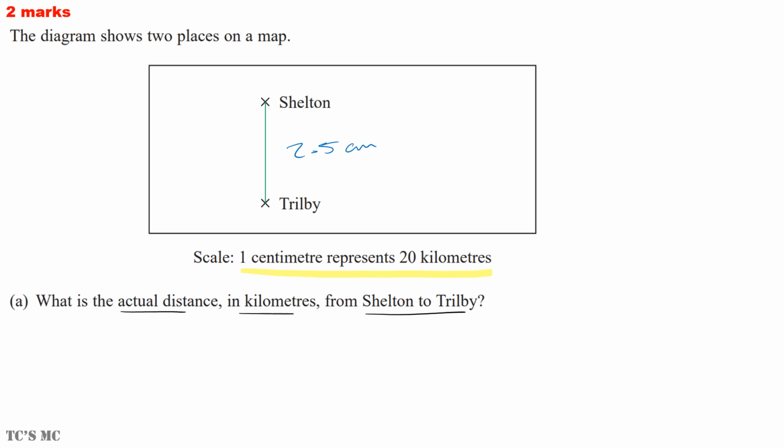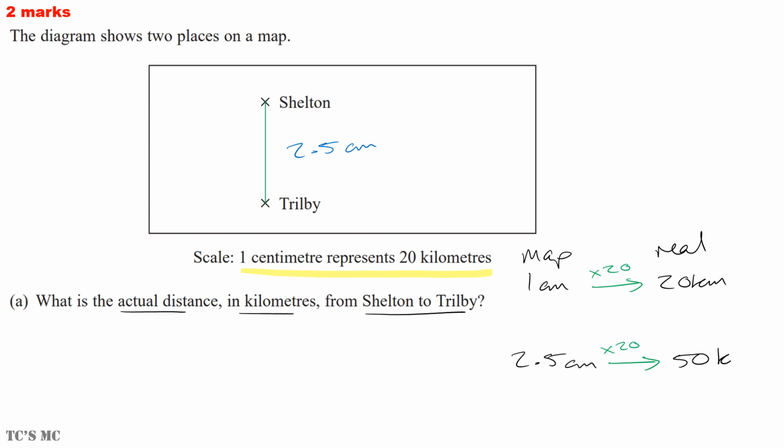I am going to use the headings map and real. On the map, 1 centimeter represents 20 kilometers. We have measured on the map 2.5 centimeters. If we look at the values, to go from 1 to 20, we need to multiply by 20. Do the same over here. And now we have 1 mark. We end up with 50 kilometers, and that is our second mark.